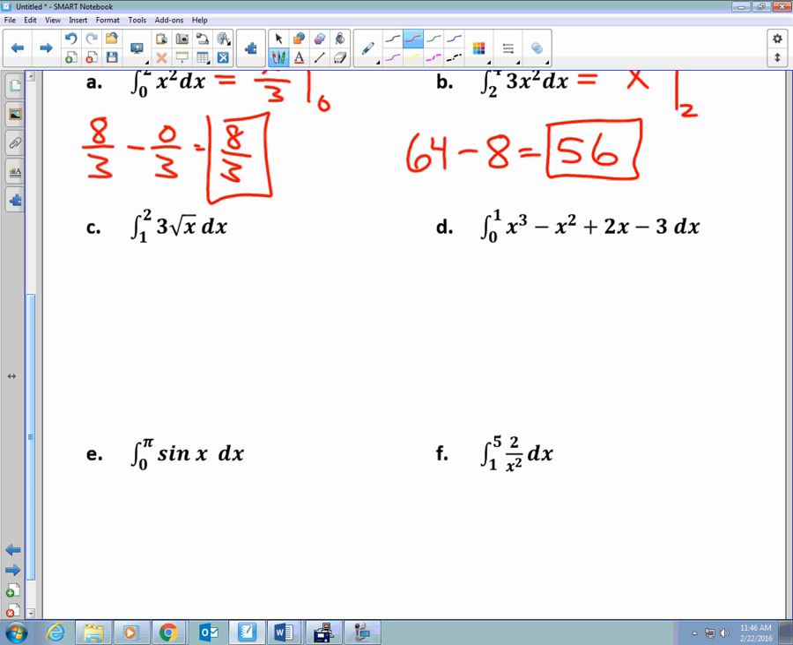Okay. All right, the next one. I'm going to rewrite this as the integral from 1 to 2 of 3x to the 1 half dx. What's the antiderivative of 3x to the 1 half? Right, it is 3 over 1 x to the 3 halves divided by 3 halves.